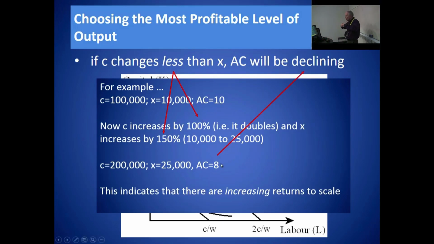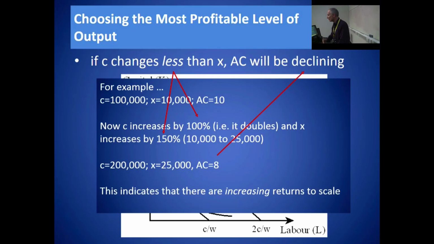That is what we get when there are increasing returns to scale. The change in costs is less than the change in output. And as such, average cost will be declining whenever there are increasing returns to scale. Always, always be the case.